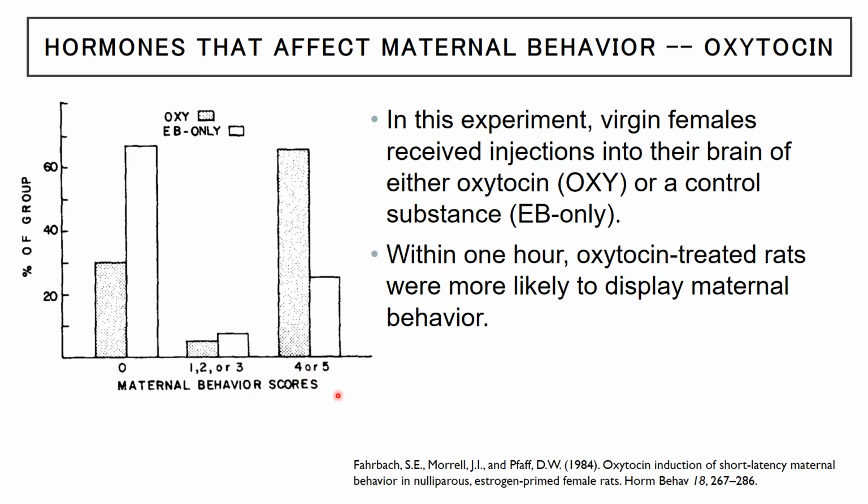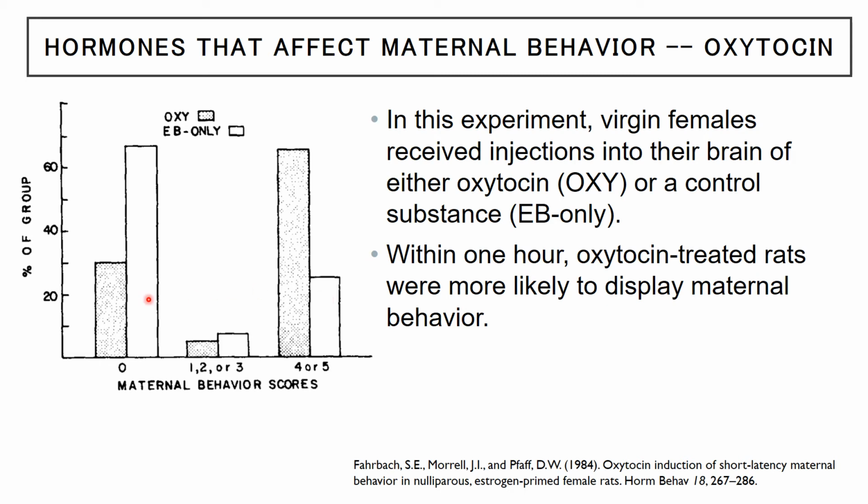So 4s and 5s, these are rats that are showing quite a few maternal behaviors, versus 1, 2, or 3 is somewhere in the middle. You can see it's hardly any of them, versus 0, which is showing no maternal behavior. So animals that are controls, you can see that more than 60% of the group shows no maternal behavior or very little. And it's around 20% of the rats that show some maternal behavior. It's not anything close to what you might see in a rat that has undergone birth, but it's some maternal behavior.